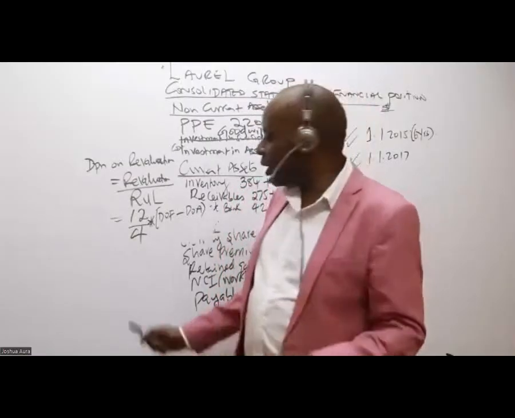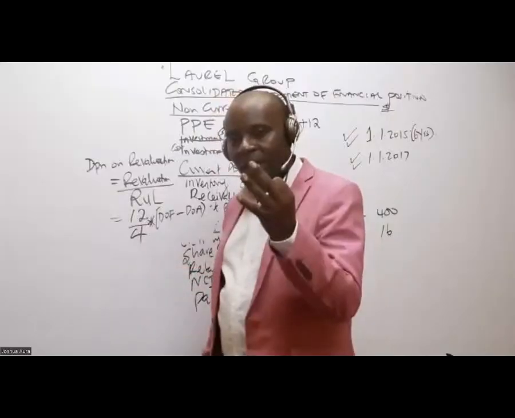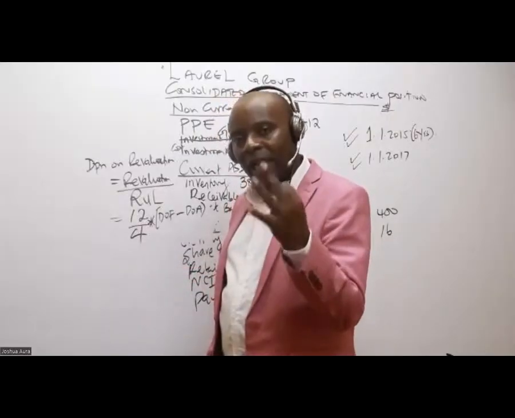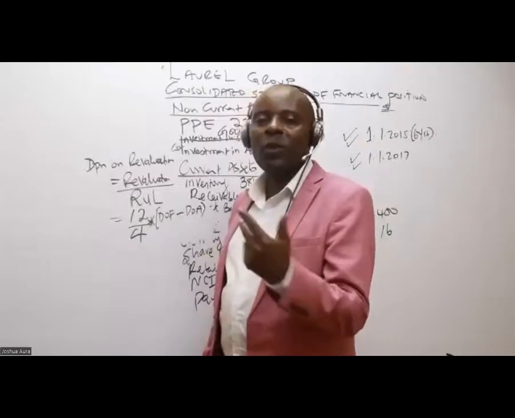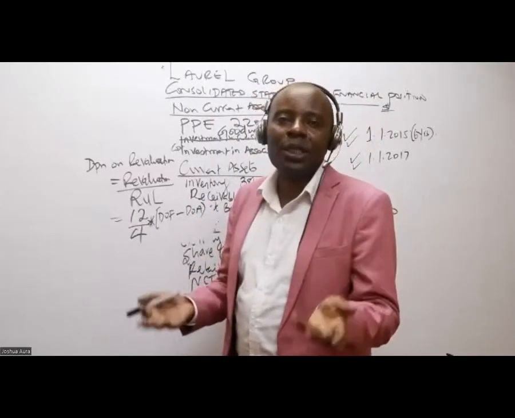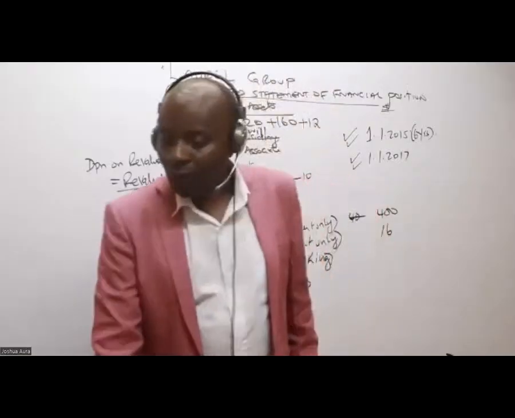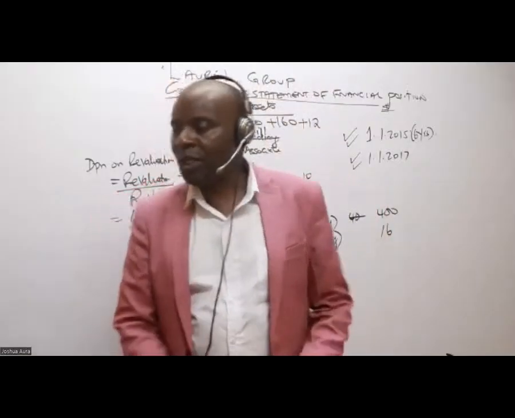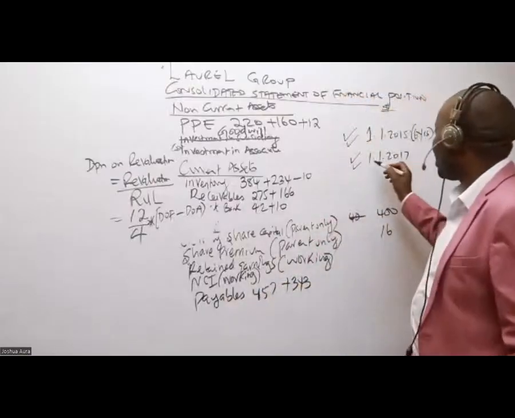So this 12 over 4 will give me 3. I'm depreciating 3 for each year. But they want cumulative here. So I want to know how many years I stayed with this subsidiary. So in this question, we know that the date of acquisition is 1st of January 2017.